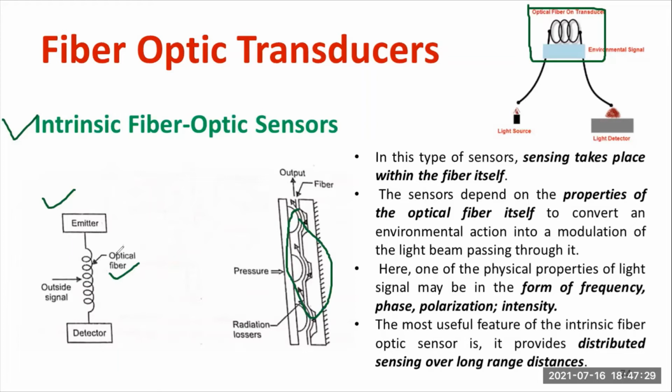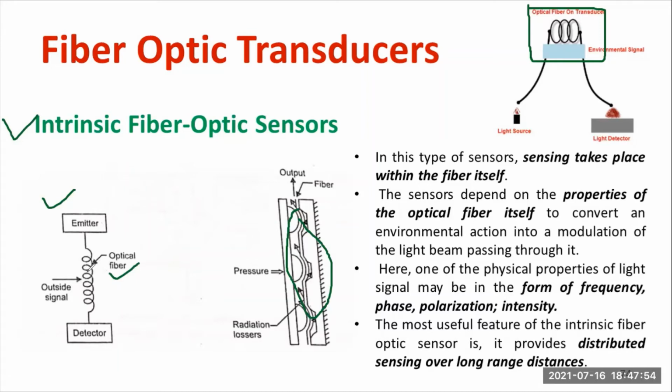What is going to happen? With respect to vibration, force or any mechanical quantity, there will definitely be changes in the path. Here the sensing will always take place inside the optic fiber. This is your optic fiber. As you can see, the light passes from the emitter to the detector, and here the changes take place in the signal.